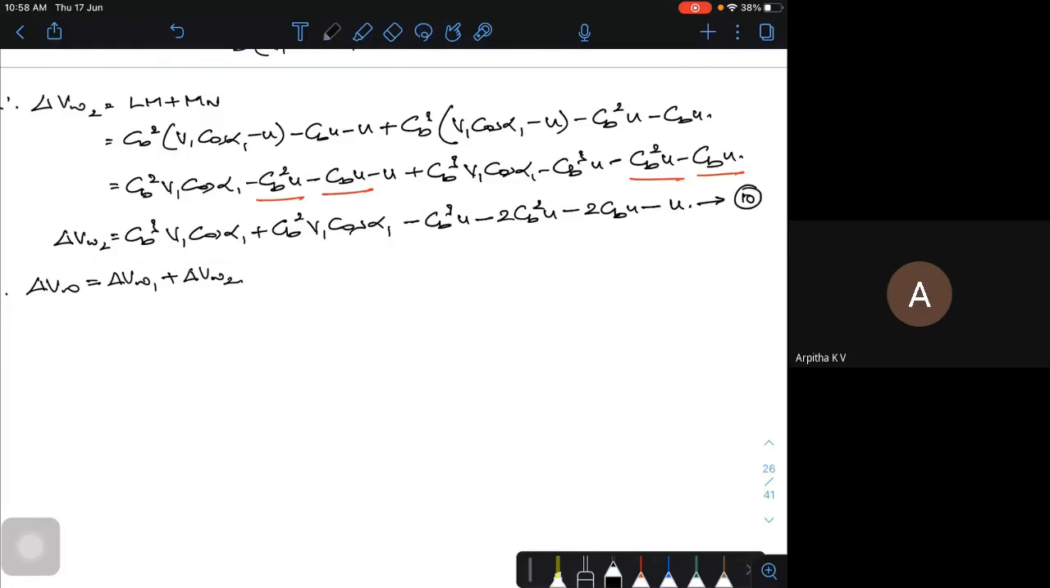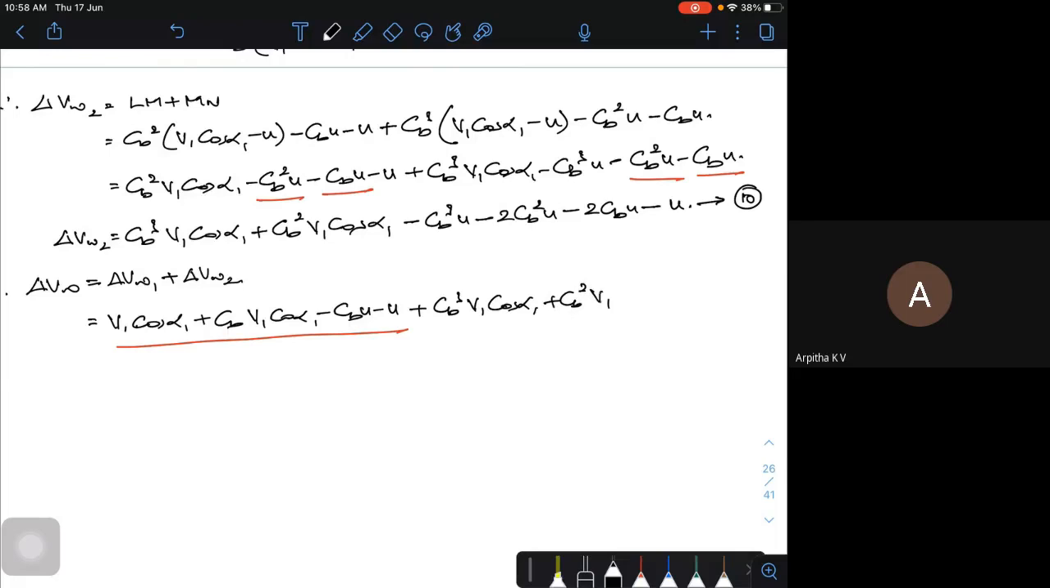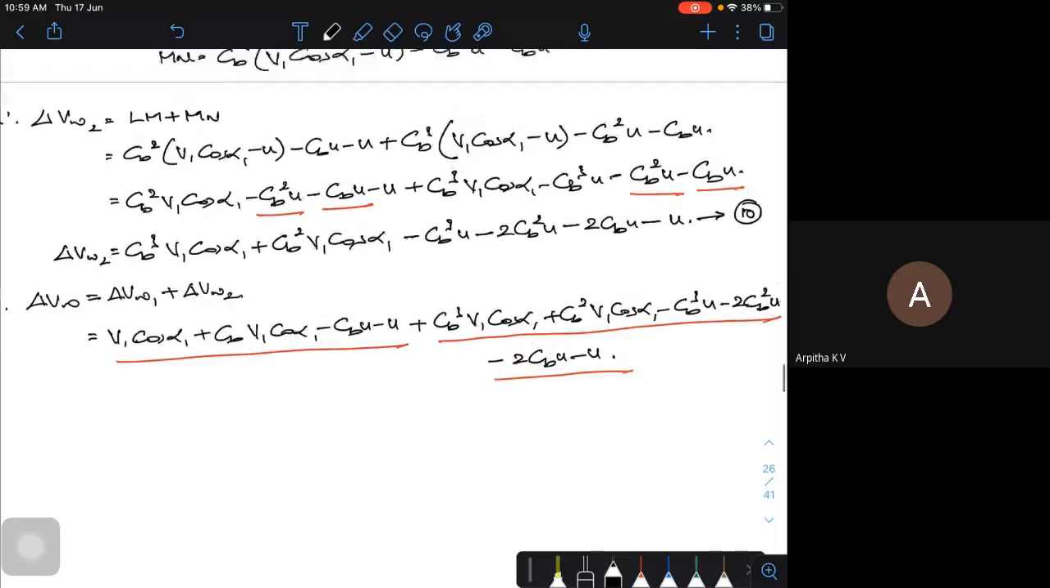What is your delta VW1? Your delta VW1 is equal to V1 cos alpha 1 plus Cb into V1 cos alpha 1 minus Cb into U minus U. So this is for your delta VW1, plus your delta VW2, whatever we derived just now: Cb cube into V1 cos alpha 1 plus Cb square into V1 cos alpha 1 minus Cb cube into U minus 2 Cb square into U minus 2 Cb into U minus U. So we got one for delta VW1 and one for delta VW2. Now we can simplify this.